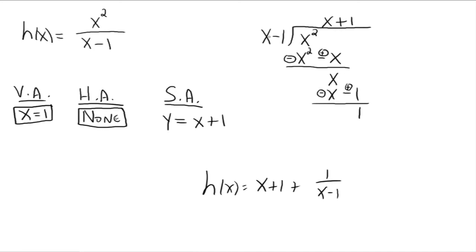Okay, so all you need to do is just do your long division, get down to your remainder. You don't worry about the remainder. You just take the quotient and say y equals the quotient, and that is your slant asymptote.